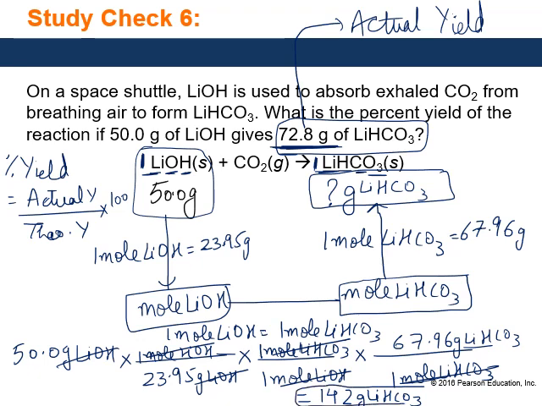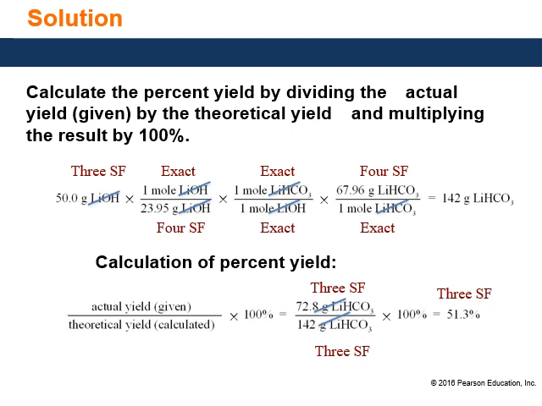This is what I solved quantitatively, meaning in theory. So this is my theoretical yield. Now I have theoretical, I have actual, plug that into the formula. Actual yield is 72.8 divided by theoretical, which is this, times 100. Like this, 72.8 over 142. Get your answer. Your final answer is 51.3 percent.